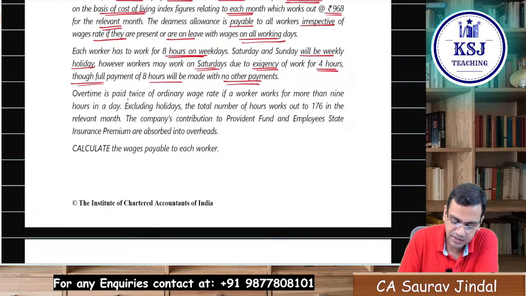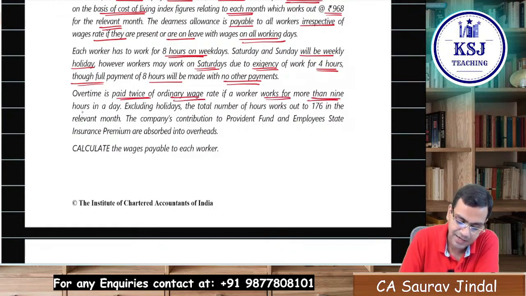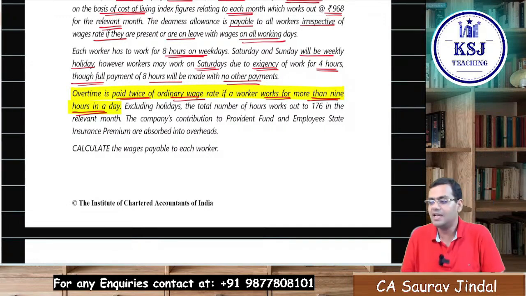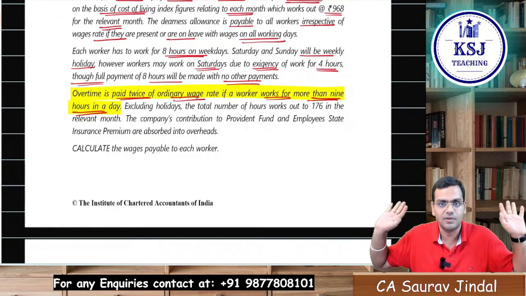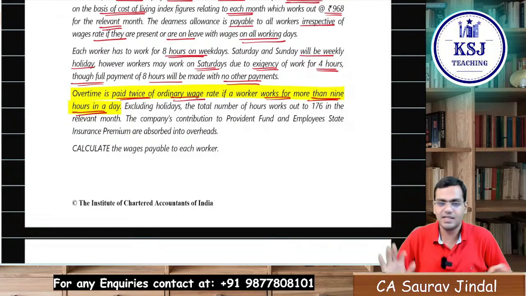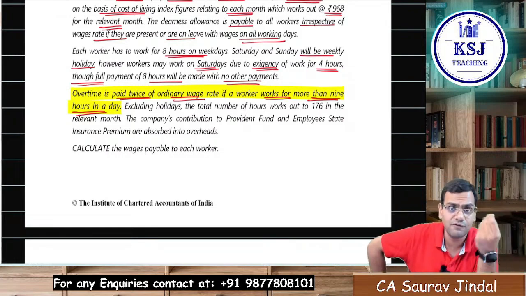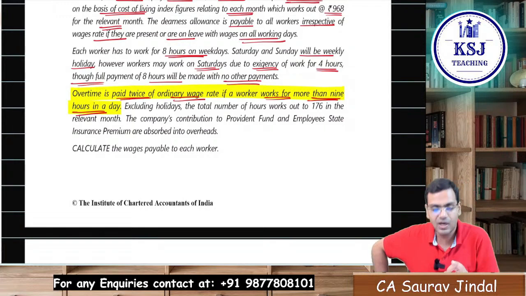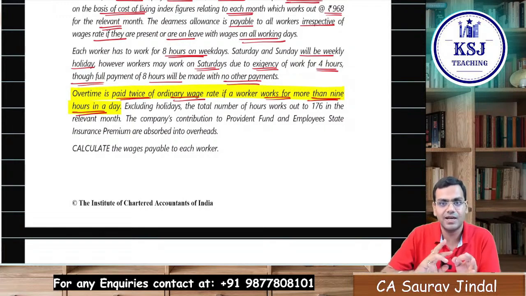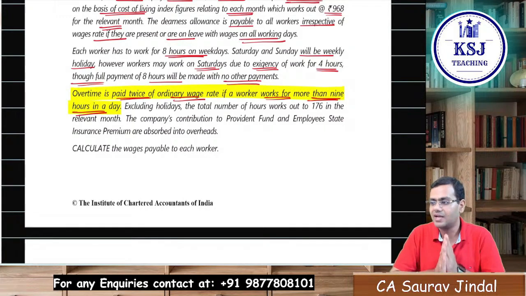Overtime is paid at twice the ordinary wage rate if the worker works for more than 9 hours in a day. Now see how beautifully the institute has twisted the line here. The institute has eliminated the 48 hours condition. In the question itself it is mentioned, do not see the 48 hours condition. What you have to see is if the worker is working for more than 9 hours in a particular day, that is more than enough.